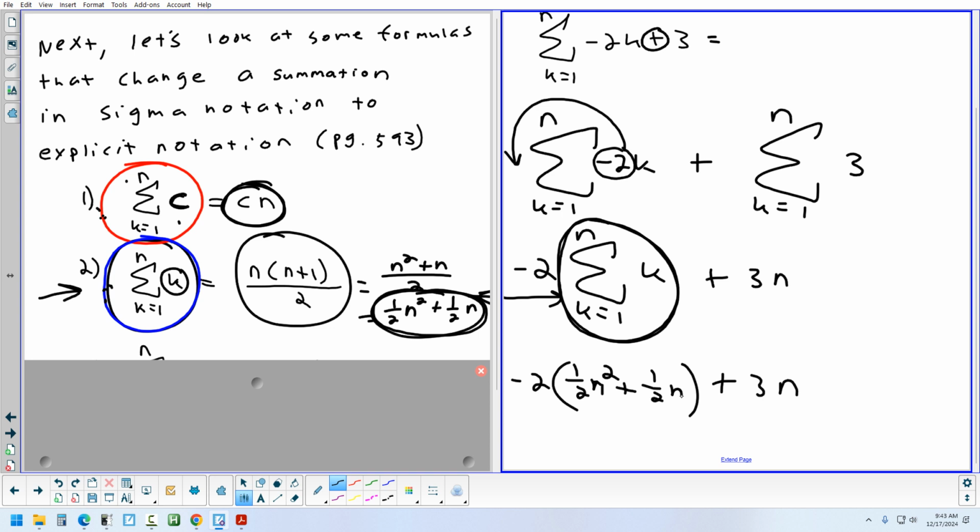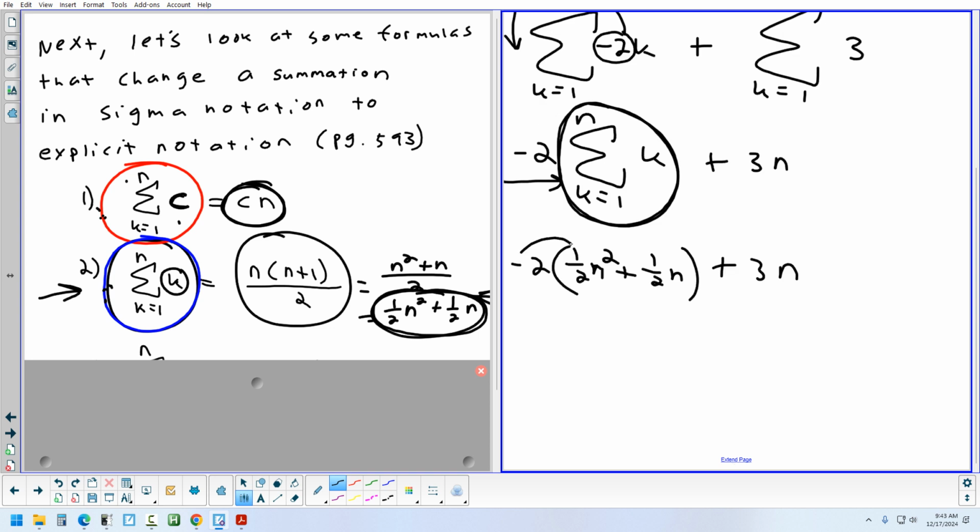So now let's distribute. What's -2 times 1/2? -1. What's -2 times 1/2 again? -1. Okay, is there anything I can combine with that -1n squared? No. So we'll just leave that. How about -n plus 3n? Yeah. Plus 2.